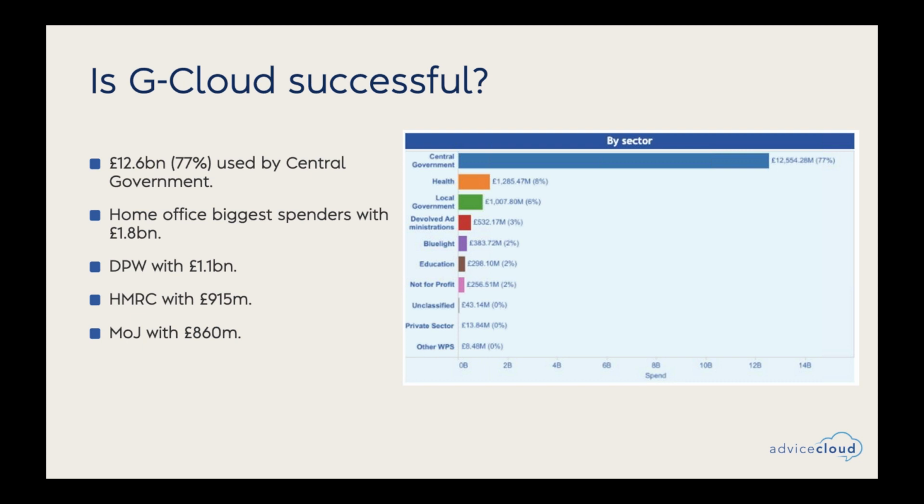With the Home Office, the biggest spenders at 1.8 billion, and we won't mention the recent award to a very large hyperscaler, which is going to throw that completely differently. DWP, sorry, that's a typo from my end, is there. We're also there with 1.1 billion, got HMRC and MOJ as well.